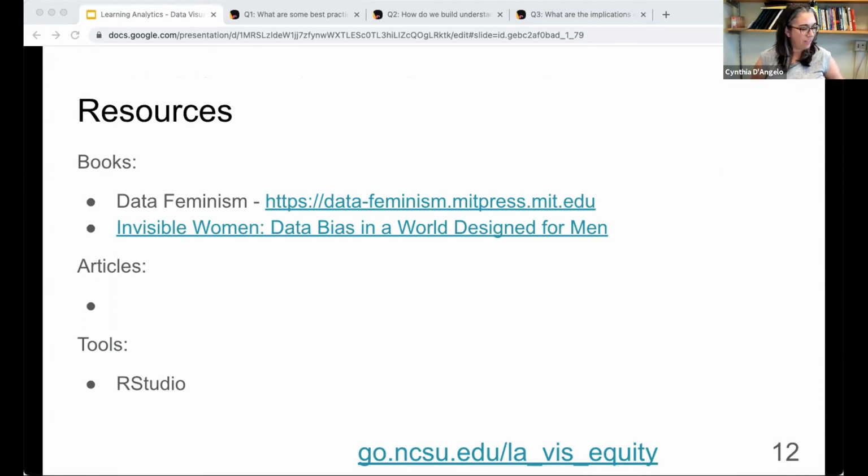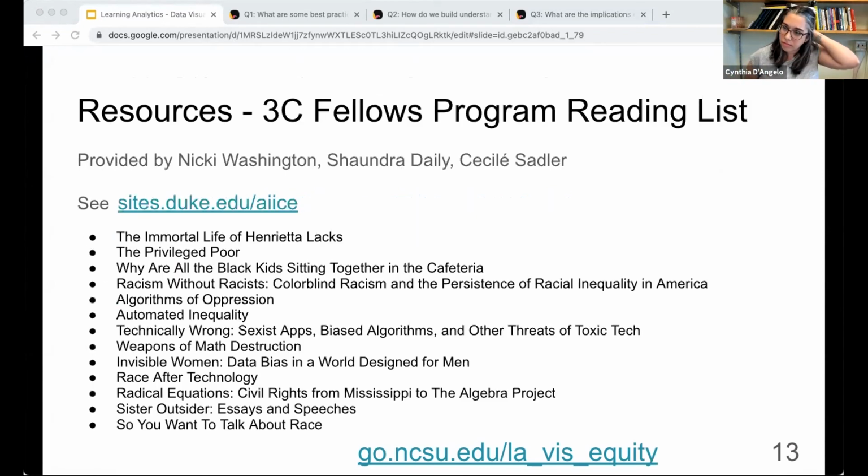The last page of our slides has some more books that were from the 3C Fellows program that Nikki Washington led, along with Chandra Daly and Cecily Sadler. I was part of that program, and I read most of these books, and a lot of them talk about things related to data, but especially the Invisible Women book. And I'm sure that the one that Cynthia recommended is also good.